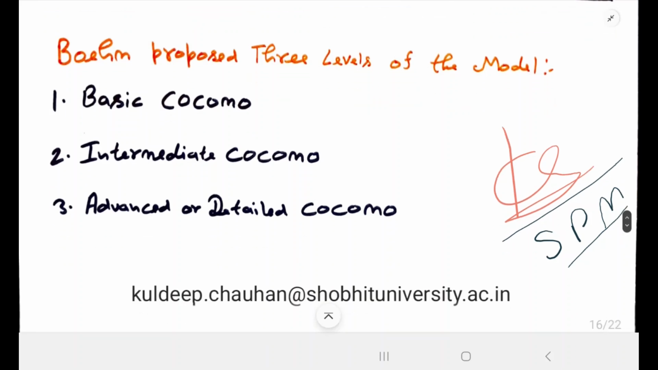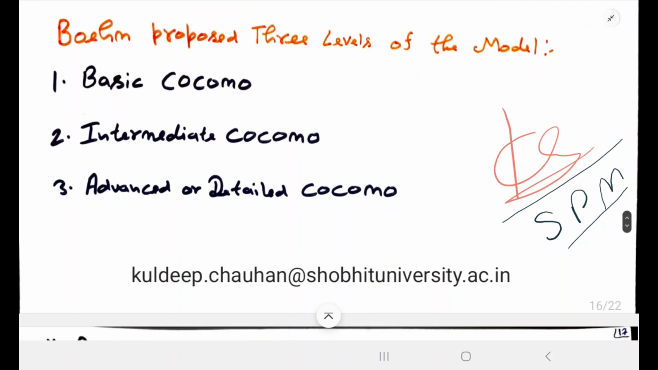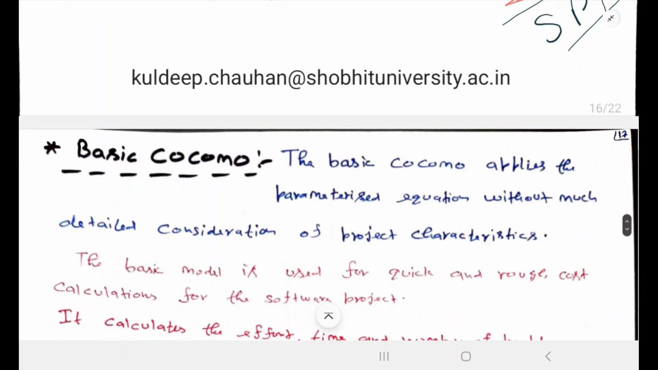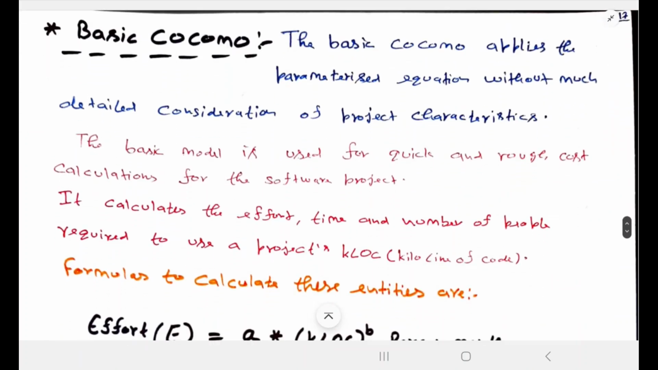So let's move ahead. Boehm proposed three levels of the model. As we have three modes of softwares, we also have three levels, namely basic COCOMO, intermediate COCOMO, and advanced or detailed COCOMO. We will start from our very first, that is basic COCOMO.